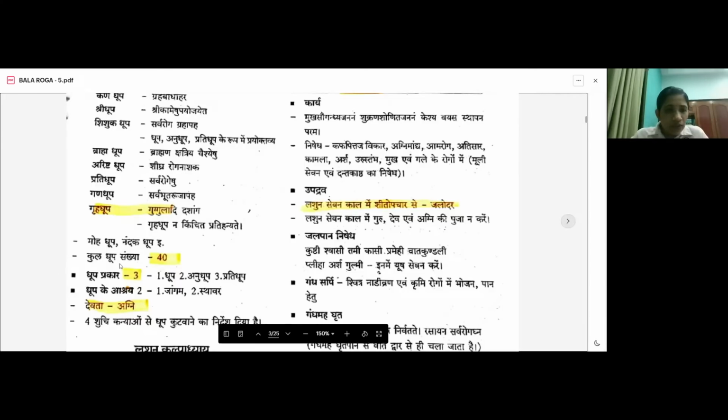And coming to the Kula Dhupa Sangya. We have seen different types of Dhupa, and totally Kashyapacharya mentioned 40 types of Dhupa. 40 types of Dhupa, the number is very important. And 3 types of Dhupa are mainly explained: Dhupa, Anudhupa, Pradhi Dhupa. Types of Dhupa are mainly 3. Okay. And Dhupa ke Ashraya is 2, that is Chara and Jangama, animal and non-animal things can be the Ashraya of the Dhupa. And the Devata for the Dhupa is Agni. Okay.